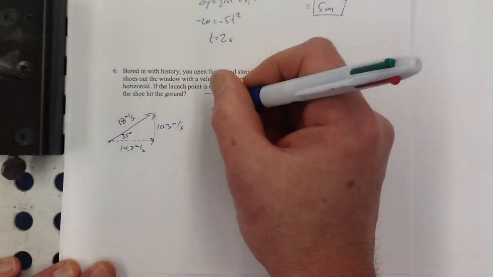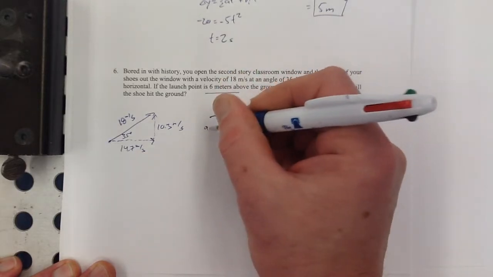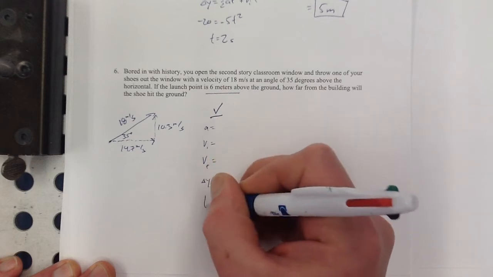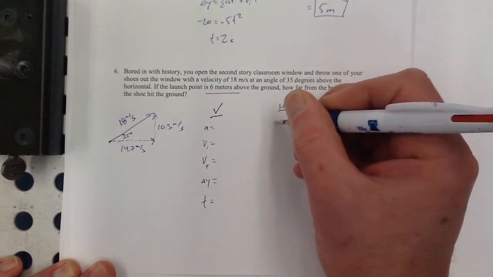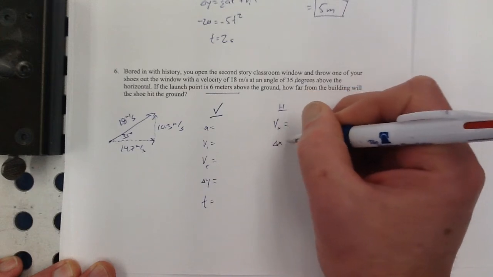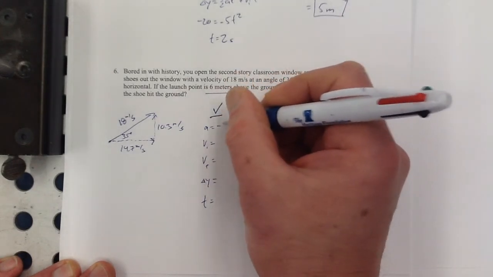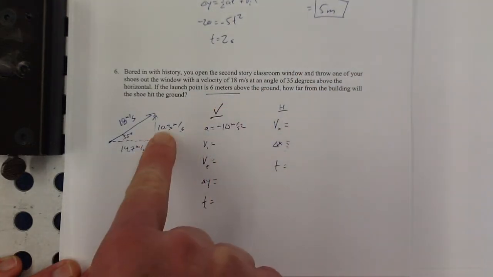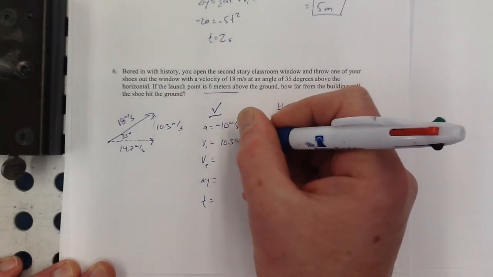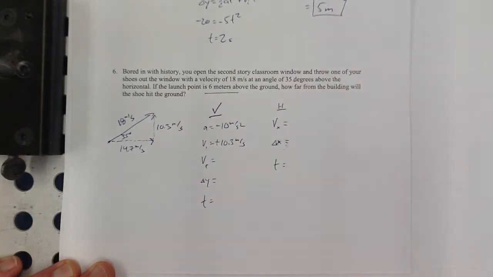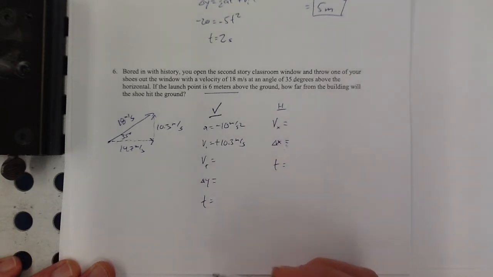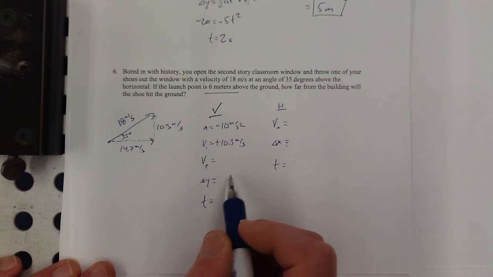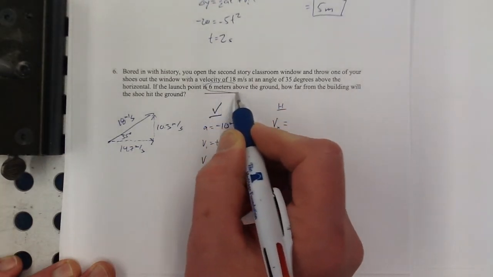Looks good. So in the vertical direction, horizontal direction, what's the VI? That's the initial vertical velocity. It is 10.3 meters per second in the up direction, so that's positive. What's the VF? Don't know, don't care. What is the delta Y? 6 meters above the ground.